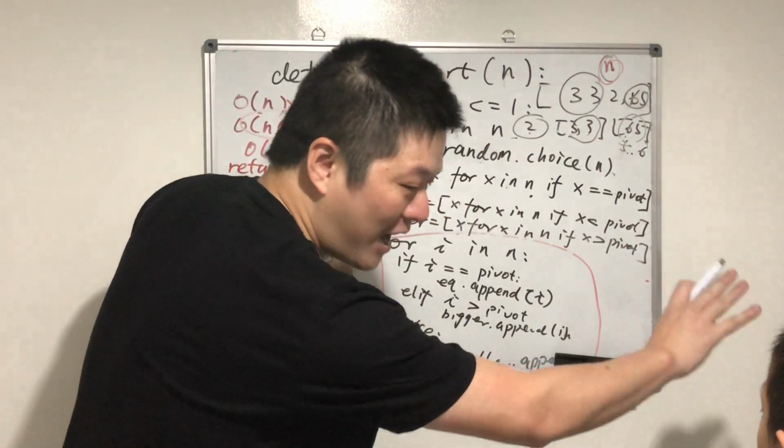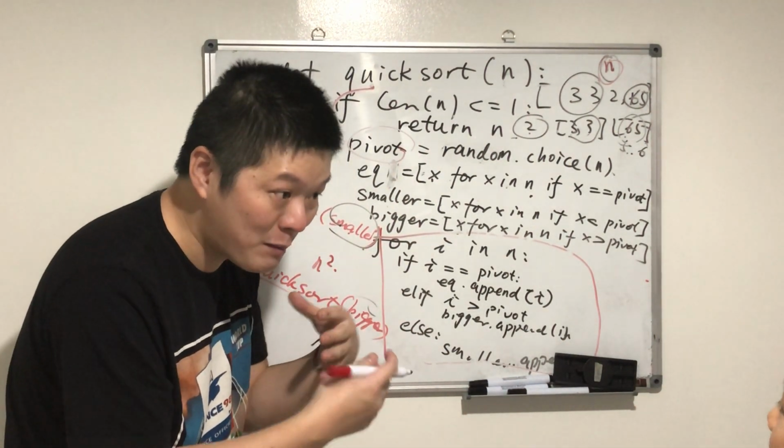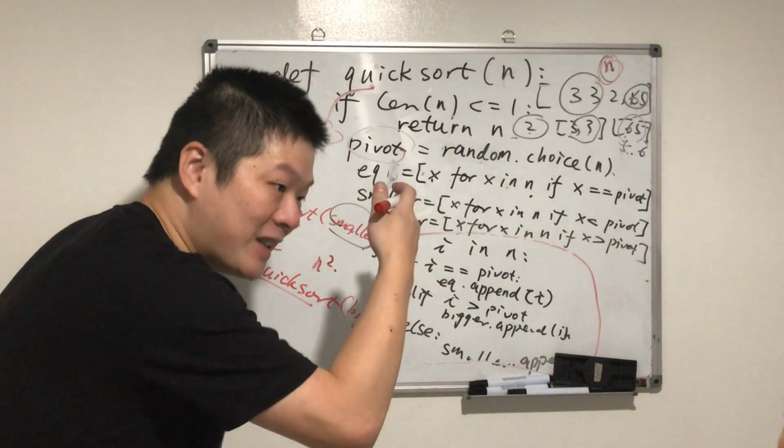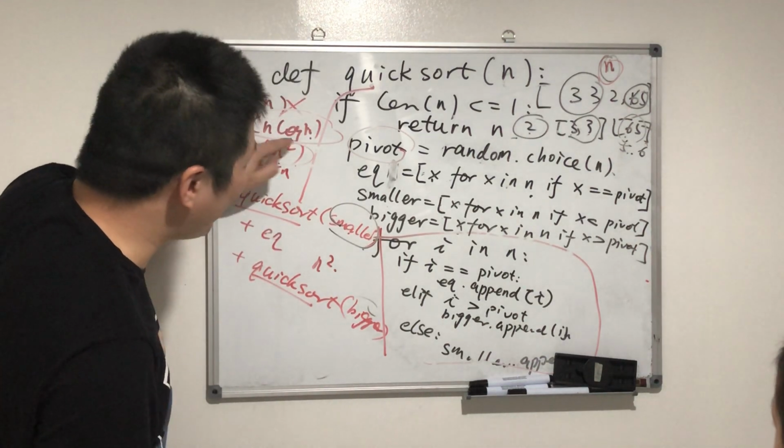But if you pick the pivot very cleverly, if you pick something in the middle, you always separate into half, right? Remember the binary search? Very similar, yeah? Every time you cut in half, and then that will be log n, right? So that will be n log n, okay?